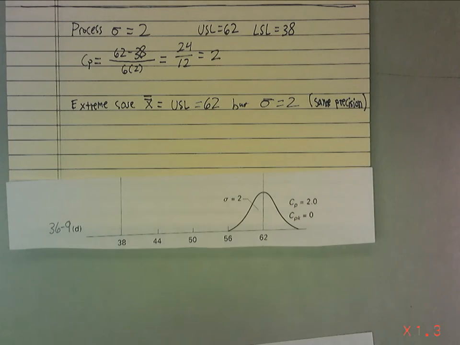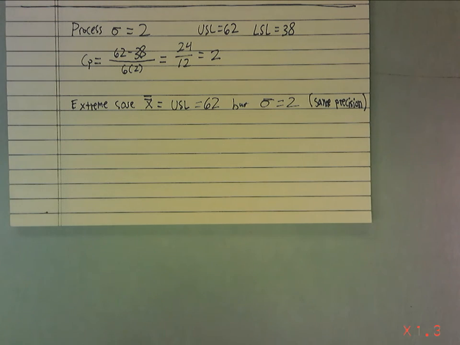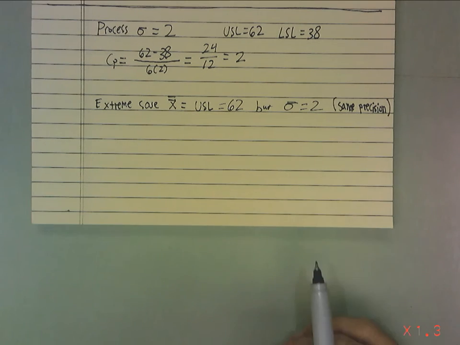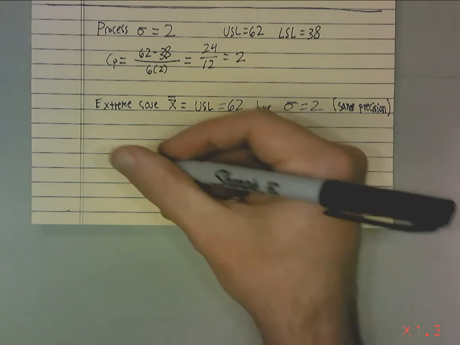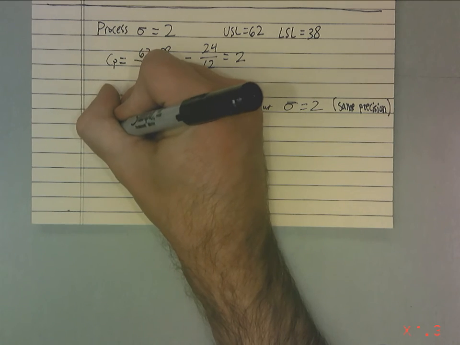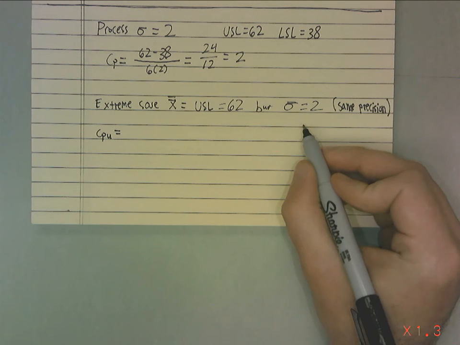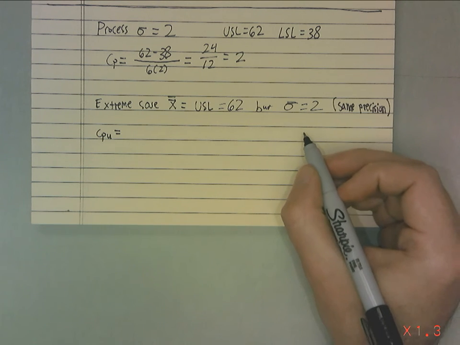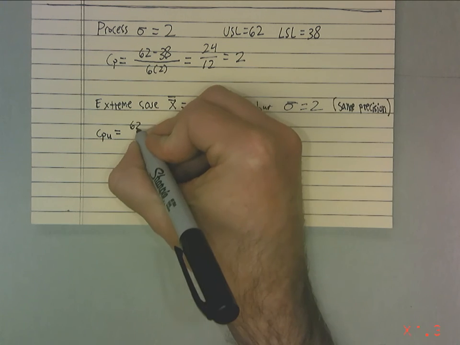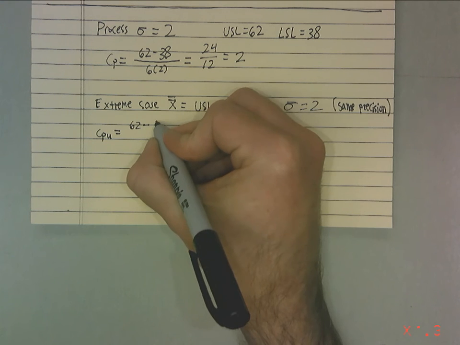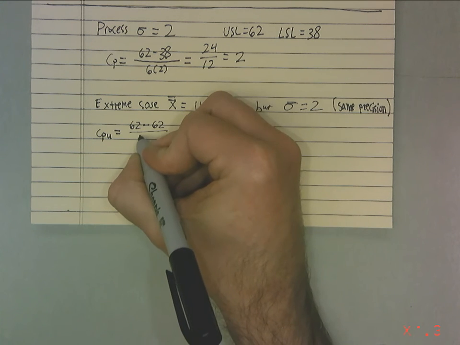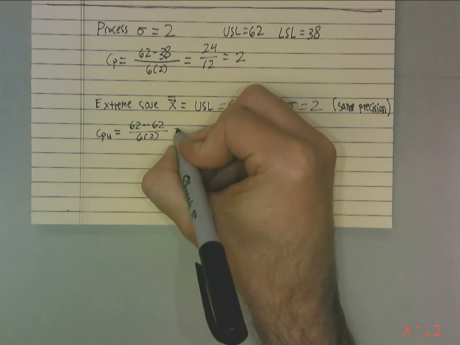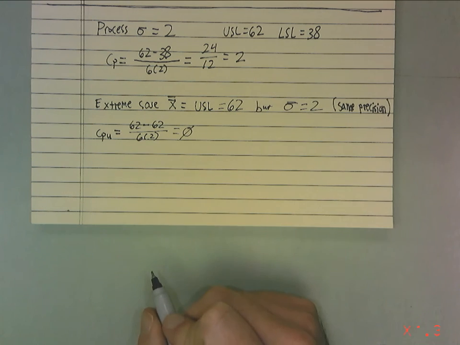Okay, now we do our math for CPK. Okay, so CPU equals our upper specification limit, which is 62, minus our process average, which is 62, over 6 times 2, which, by the way, CPU is 0, right? 62 minus 62 is 0. 0 divided by 12 is 0.